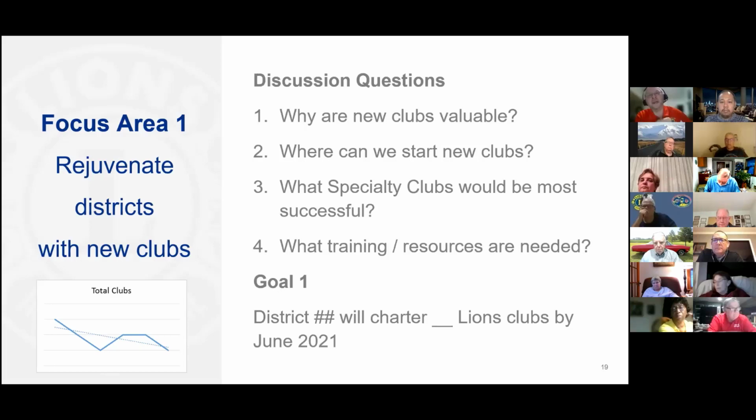Because if you have those personal contacts, when you go into that community to start that club, it's so much easier to start it. Because the community leaders are already engaged in wanting to help you start that Lions club. And then ask about a specialty club. And when we talk about specialty clubs, they're going to talk about diabetes clubs. They're going to talk about motorcycle clubs. They're going to talk about friends of the library clubs. Whatever it is, you're listening.